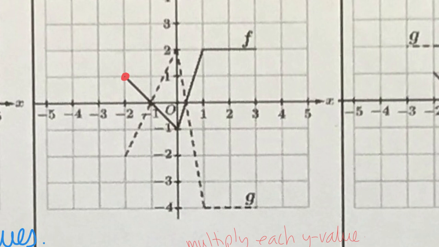Positive 1 times negative 2 is negative 2, right? It's been moved down there. Here I have a y value of negative 1. Negative 1 times negative 2 is positive 2. It's been moved right there. Okay, now all these have y values of positive 2. Positive 2 times negative 2 is negative 4.